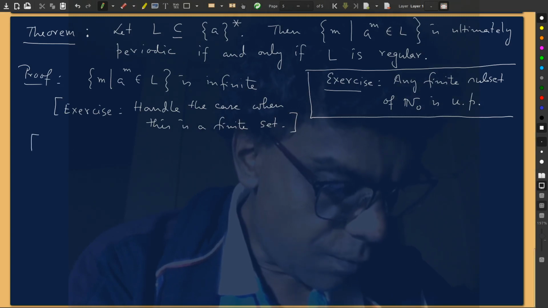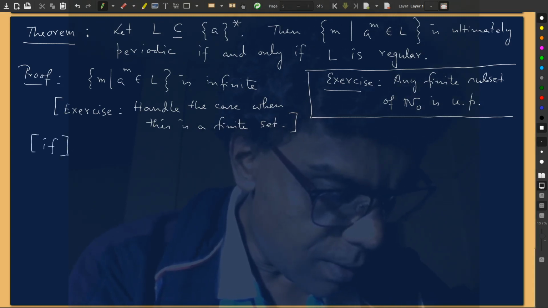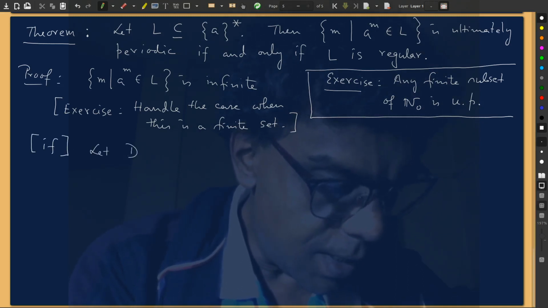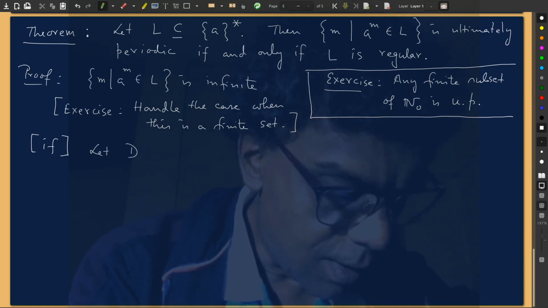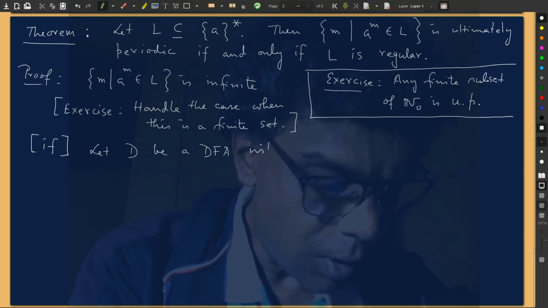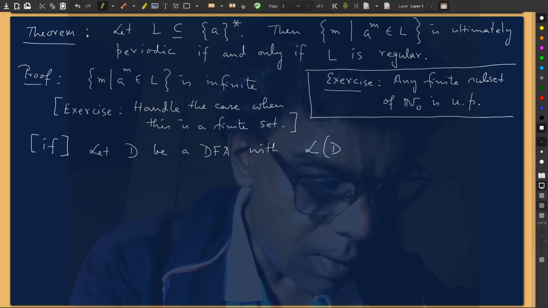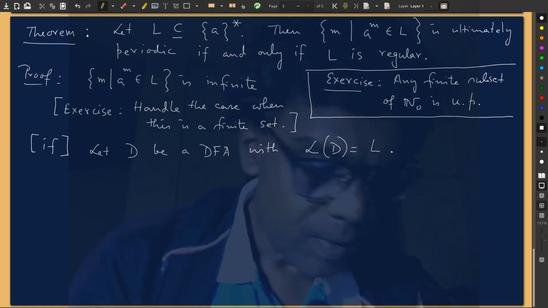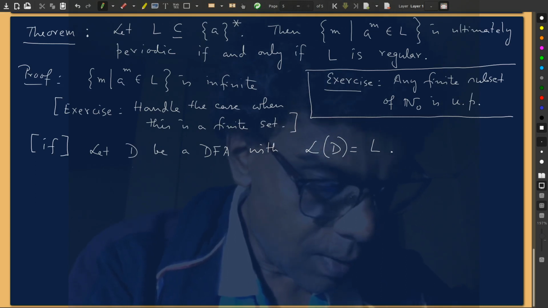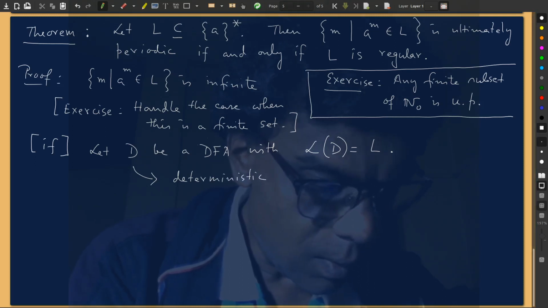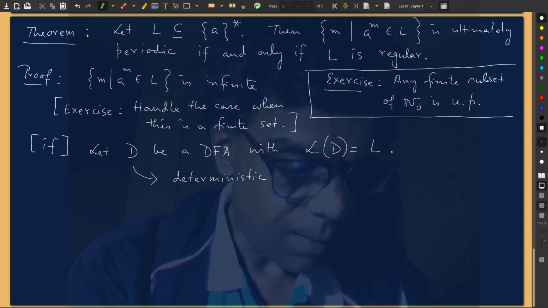So I prove this one by one, the if part and the only if part. Let again D be a DFA, so if means L is regular. Let D be a DFA with language of D equal to L. Now, first of all, this is a DFA, so it is deterministic. I have not started with an NFA. I have started with a DFA.